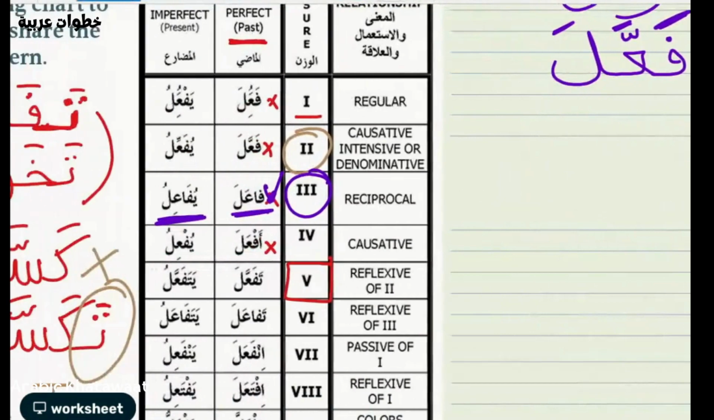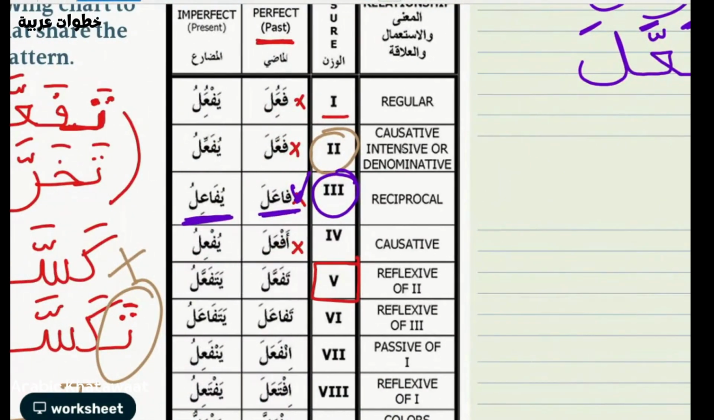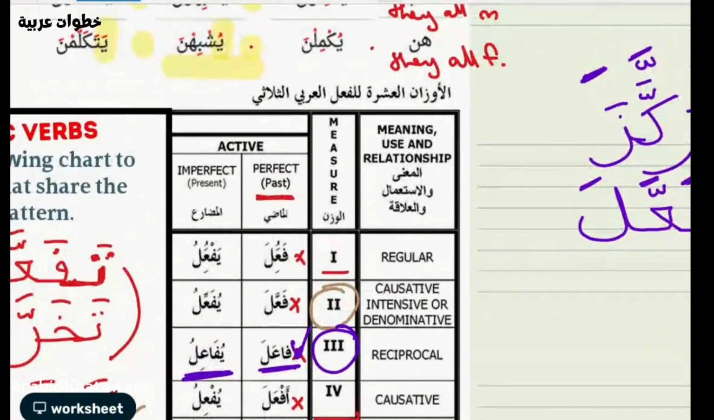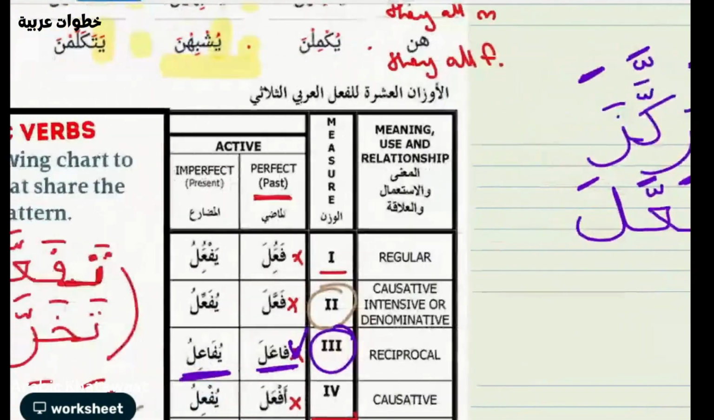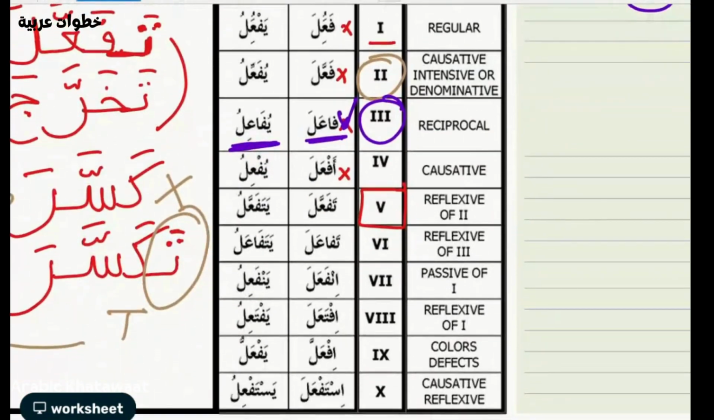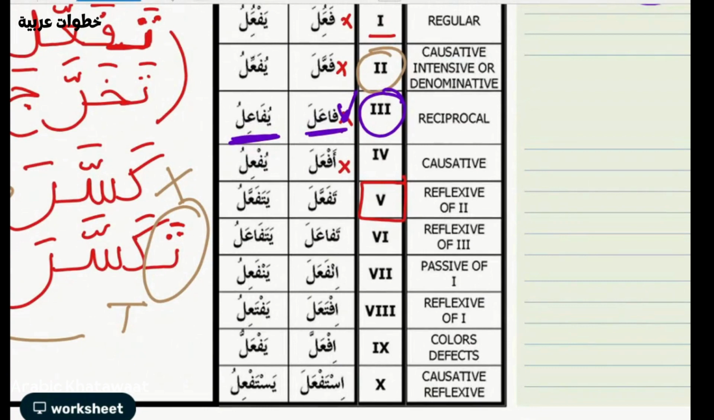Now I take فعّل. Where's فعّل? So there is no long vowel. So I need to look for some form that has a shadda. Oh, there it is. Form 2.